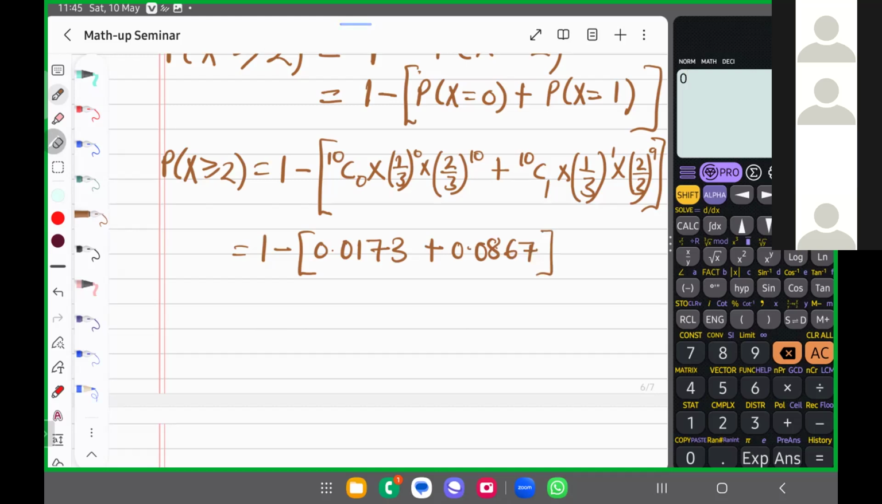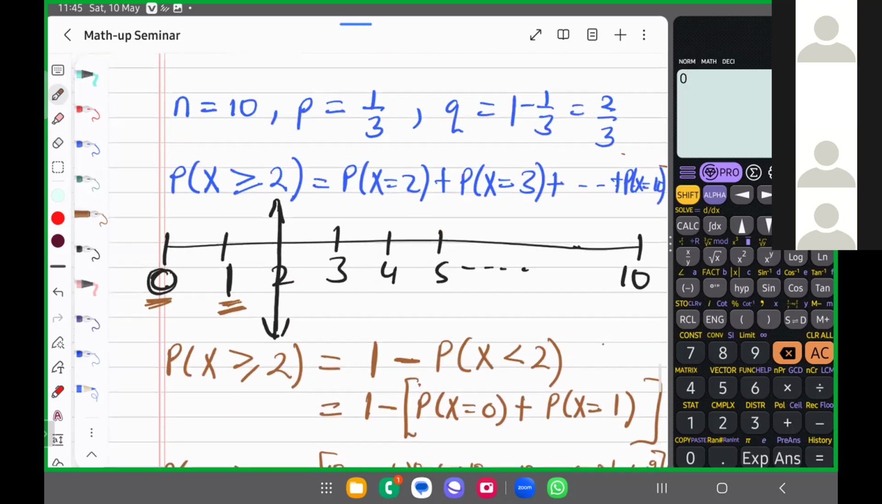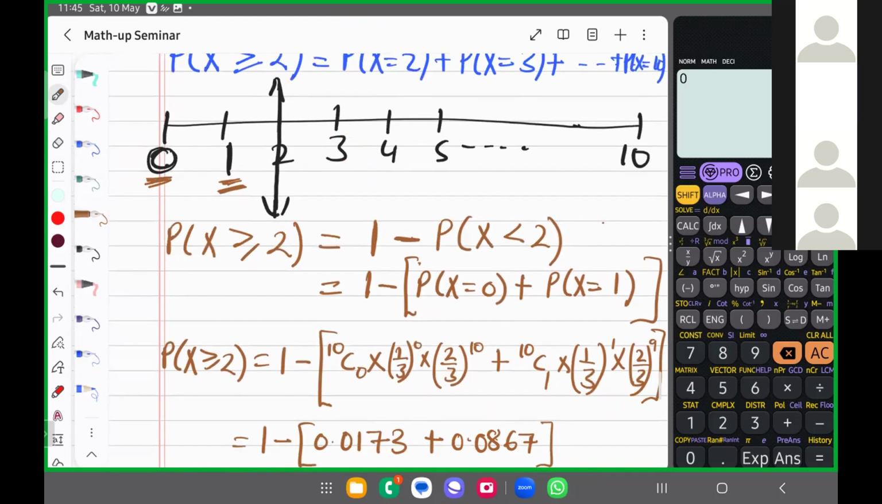Kitty, I had a small question. Yes. Could you kindly scroll up a bit? Yeah, that part of 1 minus probability of x less than 2, can someone say 1 minus probability of x less than or equal to 1? But yeah, it's very okay, because I'm just looking at 0 and 1. Okay.